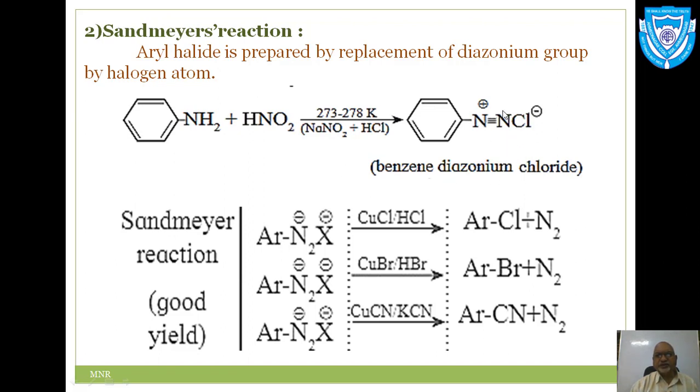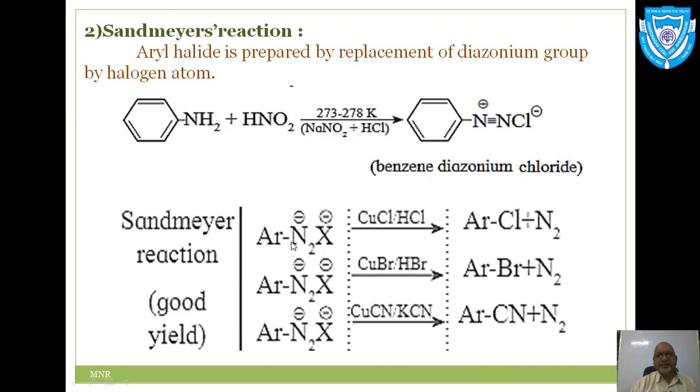So here you get a diazonium chloride, which is N triple bond N, where one of the nitrogens is a positively charged species and there is a chloride, so it's a diazonium salt, I would say. Now this Sandmeyer's reaction gives a very good yield, and that's why it is more preferred. These are all in a general form, benzene diazonium chloride, where Ar is a benzene aromatic ring, and ArN2X is a diazonium salt.